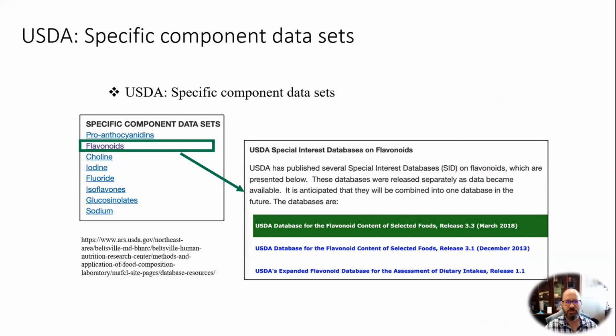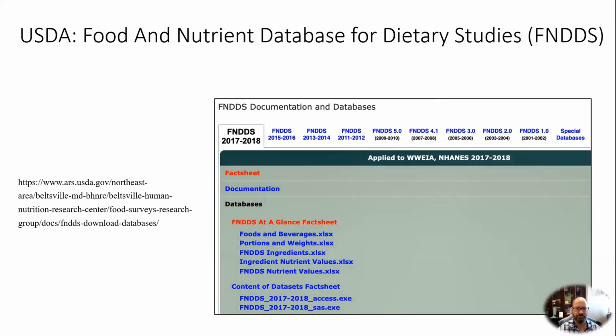So with respect to the USDA specific component data sets, many of you may be familiar with the flavonoids, procyanidins, and the isoflavone databases, which we've since incorporated. And also with respect to FNDDS, there are a number of updates. So we focus primarily on the 2017 to 2018, but we will update our database as these are updated by the USDA.